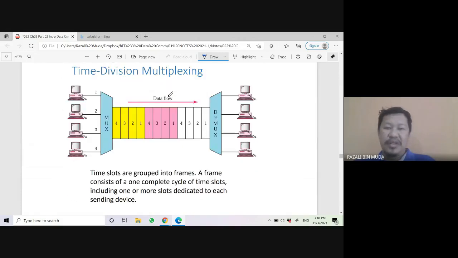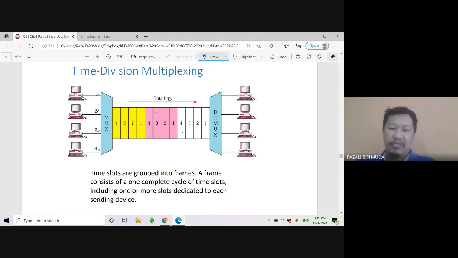Okay, so in this example, let's say it has 4 devices, 1, 2, 3, 4. So part of this signal, it takes here, and here. 1, 2, 3, 4. Then repeat again. 1, 2, 3, 4. Then repeat again. 1, 2, 3, 4.